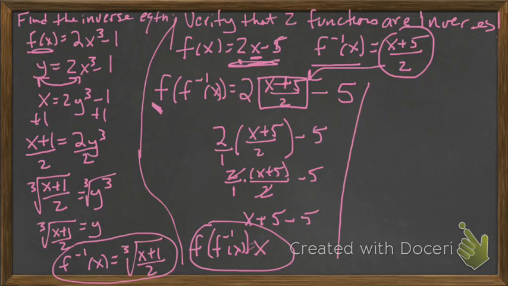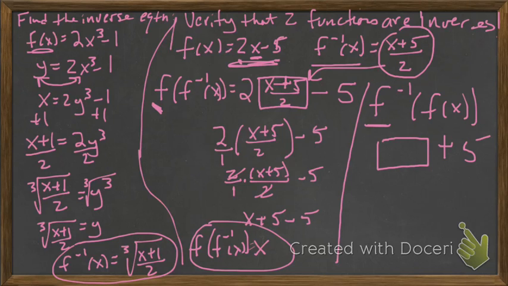Let's see what happens if we do it the other way around and we do f inverse of f of x, meaning I'm going to plug the original function f of x into the inverse. If I do that, now the outer function is f inverse of x. So I'm going to rewrite it with a box plus 5 over 2. In the box goes 2x minus 5, the original function. If we simplify that, all we have is 2x minus 5 plus 5 all over 2.